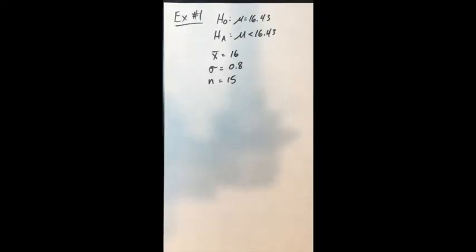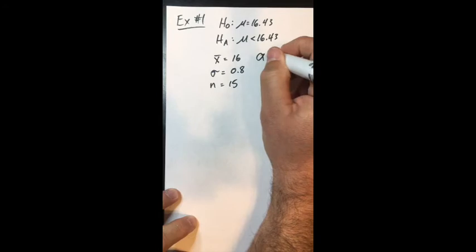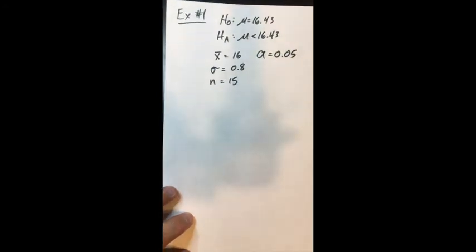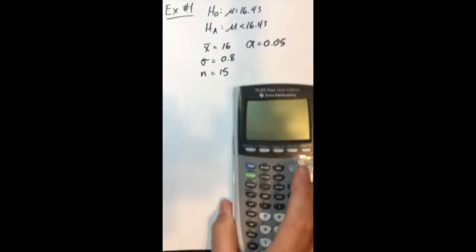Okay, for example 1, I've written down all of the pertinent information from our example. We have our null and alternative hypothesis. It's always important to keep those in mind. We have our x bar from the samples, our sigma that was given, and our n, which is, remember, the sample size. So I should also probably write down alpha is 0.05. So with that information, we can go to the calculator and start our z-test.